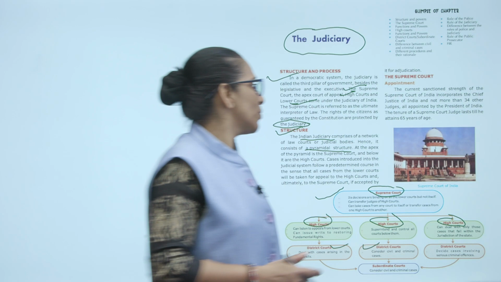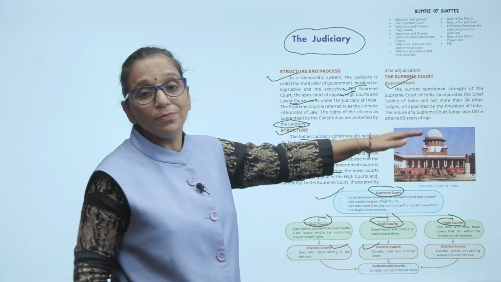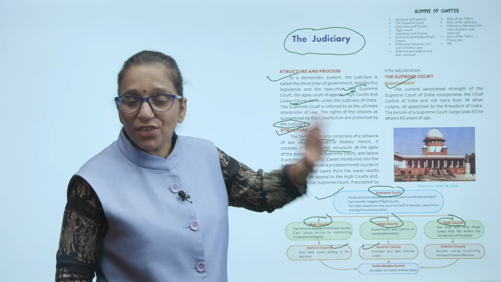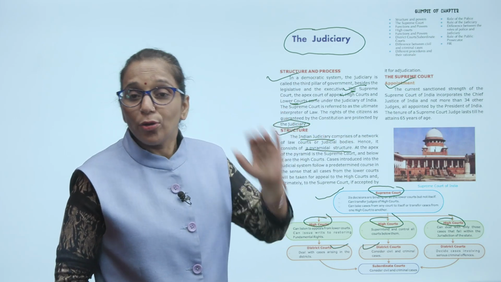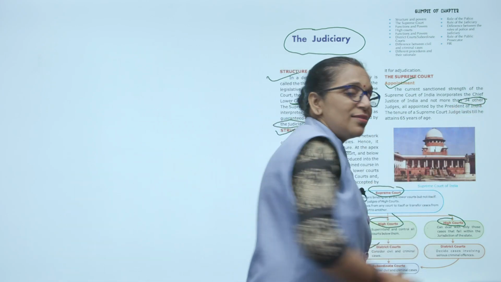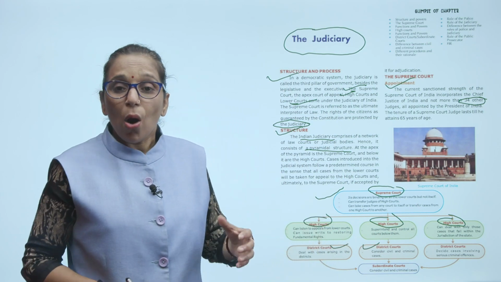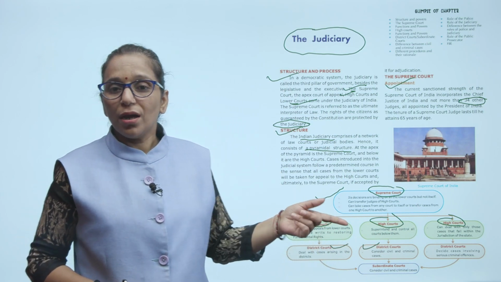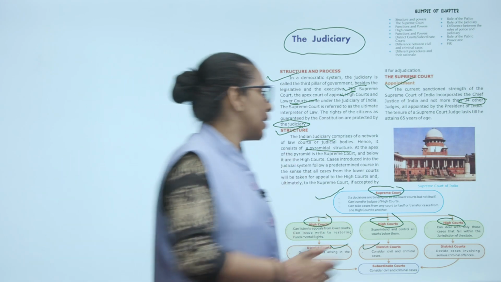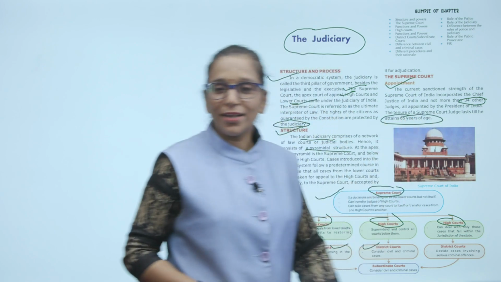Now moving to the Supreme Court, how is the appointment done? The current sanctioned strength of the Supreme Court of India incorporates the Chief Justice of India and not more than 34 other justices. That is, the CJI of India and then 34 judges, all appointed by the President of India. The tenure of a Supreme Court judge lasts till he attains 65 years of age. After that he or she retires.